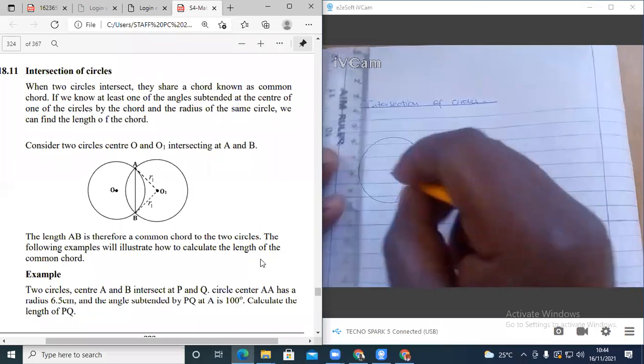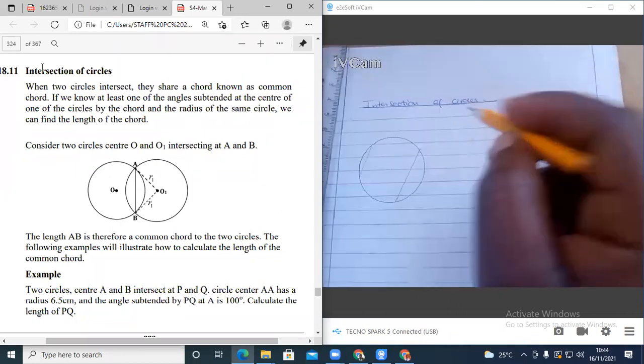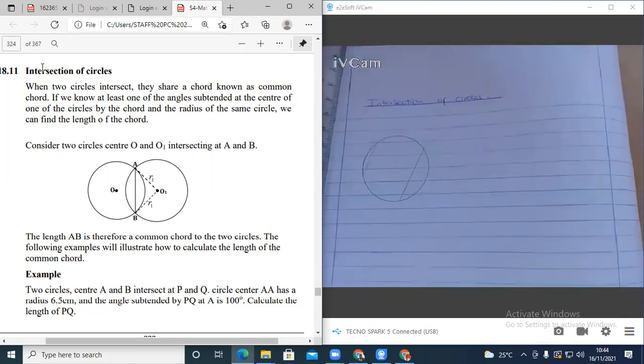That's a chord. And also another one. I can do another one. Anything can be a chord. Also that one can be a chord. So these are chords. So any of those two lines is what?